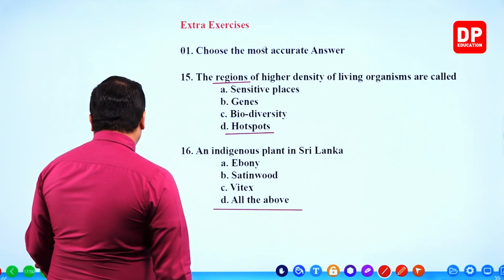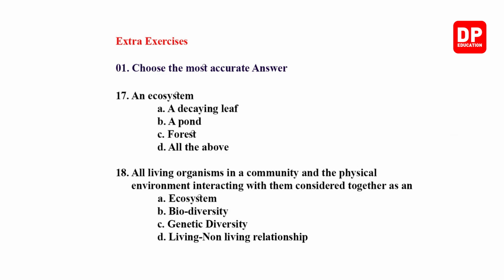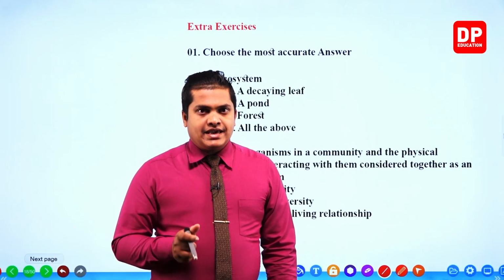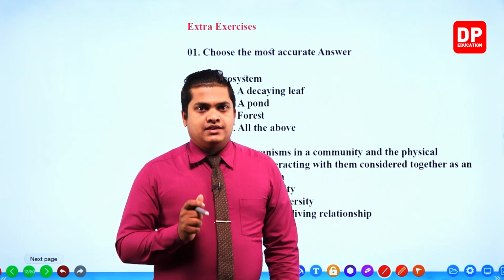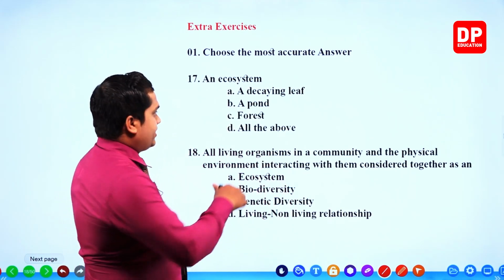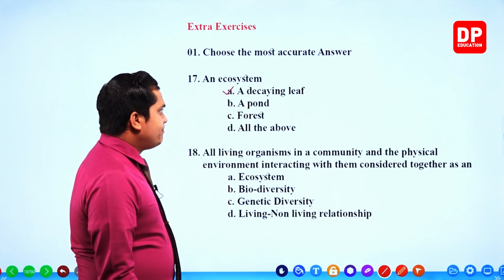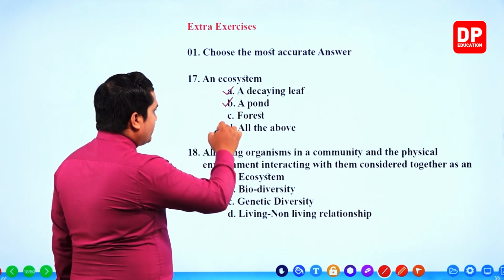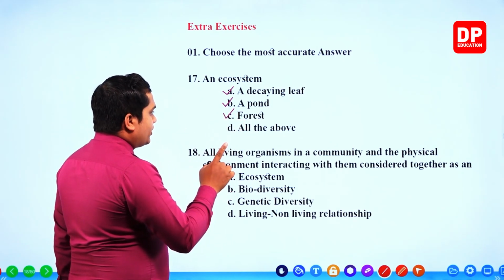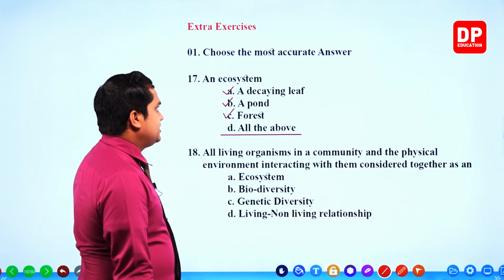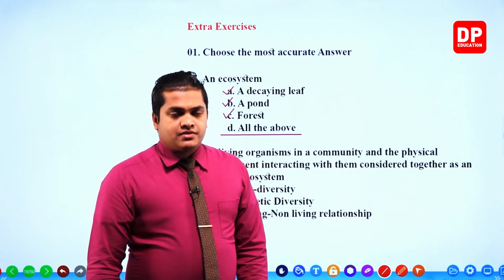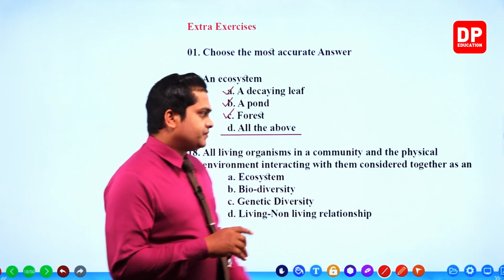Right? Then the next one, an ecosystem. Decaying leaf. When you take a decaying leaf, there are a large number of microorganisms. Sometimes there are several insects. There are non-living particles as well, right? So therefore, a decaying leaf can be considered as an ecosystem. So this is correct. Next one, a pond. Of course, correct. Forest, once again correct. Therefore, all of these things are considered as ecosystems. So, my dear children, then the next question.